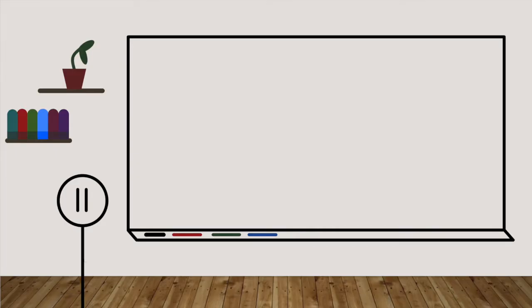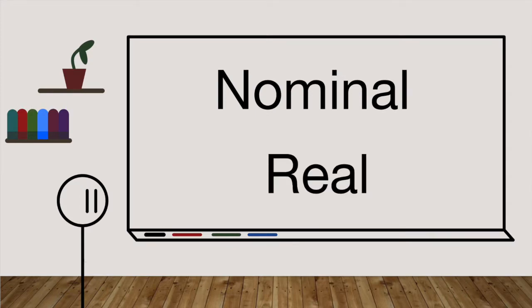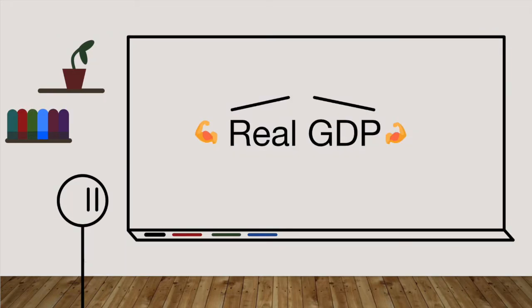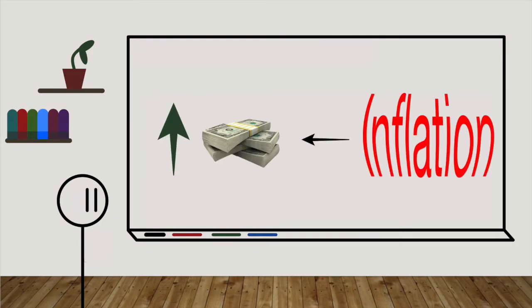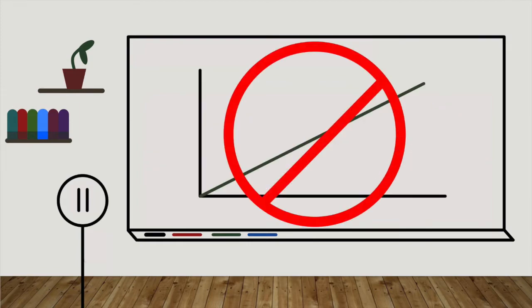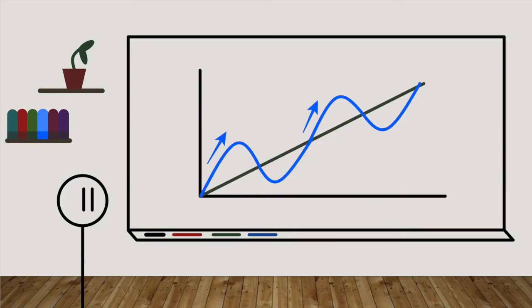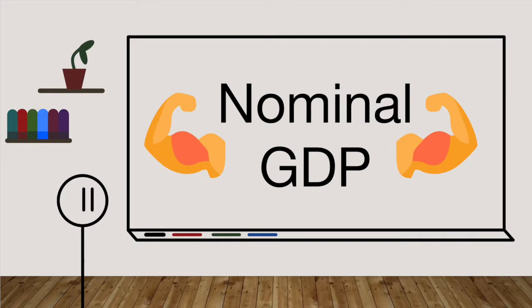You will also hear the terms nominal and real GDP. Real GDP is adjusted for inflation, since inflation drives up prices and as a result could artificially increase GDP. Remember, an increase in prices due to inflation is not true economic growth. It is just movement along the business cycle, which we will talk about later. Nominal GDP, on the other hand, is not adjusted for inflation.